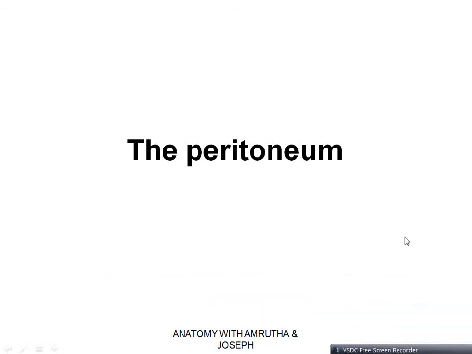Today we'll be talking about peritoneum. Peritoneum is a serous membrane that is covering abdominal and pelvic cavities. So let's consider the peritoneum in detail.